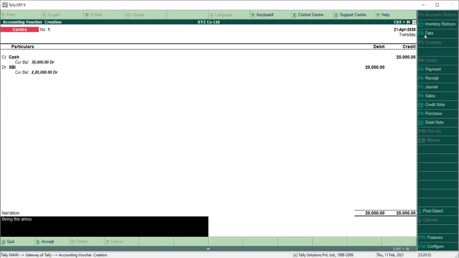Being the amount of rupees 20,000 deposited into the bank.